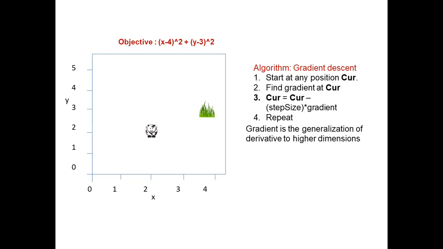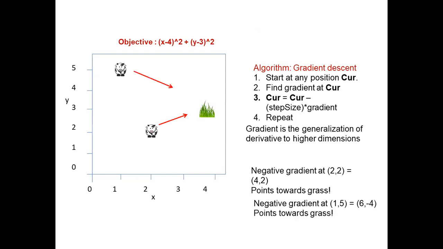So gradient is a generalization of derivative, as I said before, to higher dimensions, okay? So negative gradient at the point 2, 2, for this example, is 4, 2. So it points towards the direction 4, 2, towards the grass. And the negative gradient at 1, 5, 6, minus 4, it points towards the grass again.